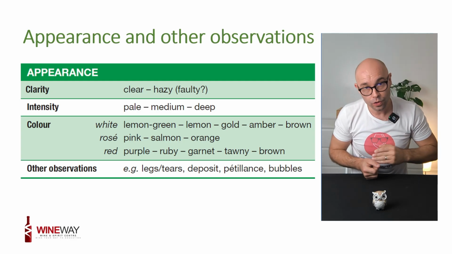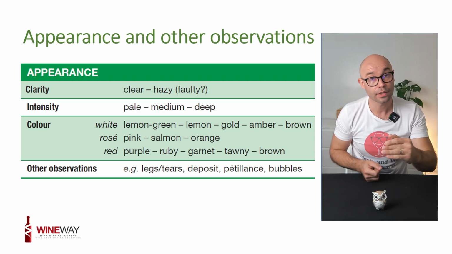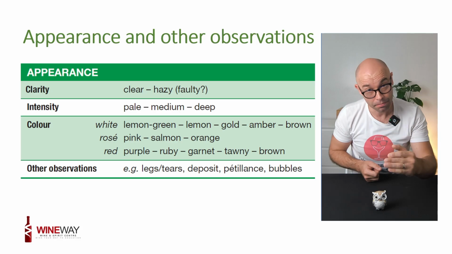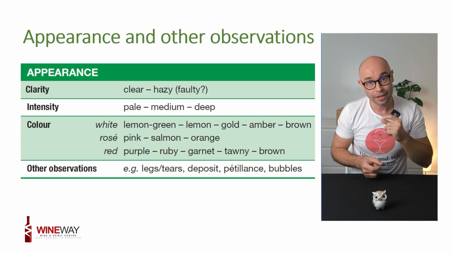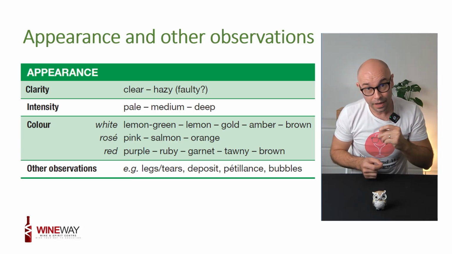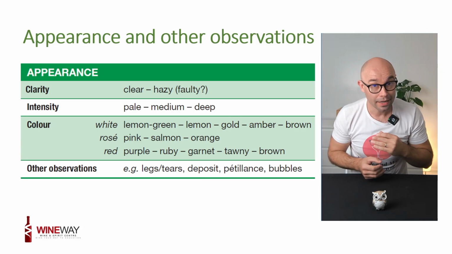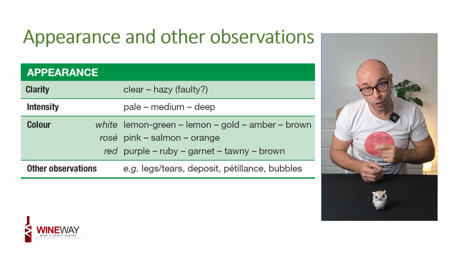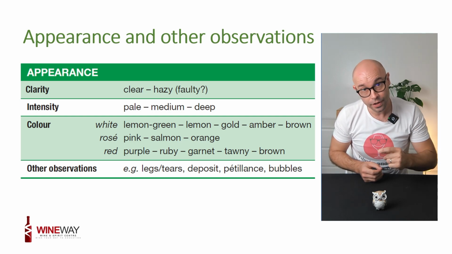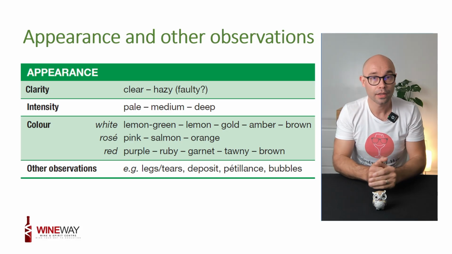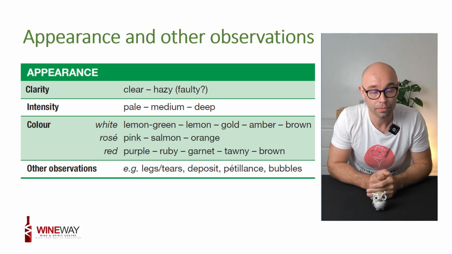So if the color goes all the way to the rim, the wine is going to be described as deep. If the color is only in the center and it's very little, it means that the wine is pale. And if the color goes further away from the core, but not all the way to the end, the wine is going to be described as medium in color.